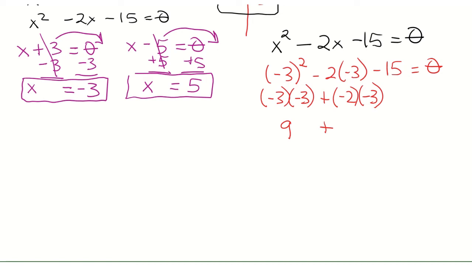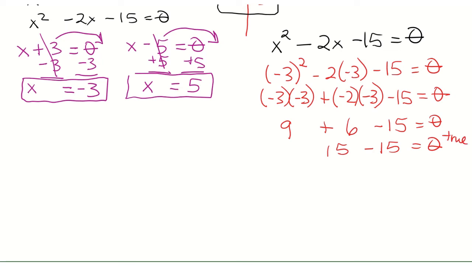2 times 3 is 6. And then I have my minus 15. And if I take 9 plus 6, that's a positive 15, minus 15, which is going to equal 0. So that means that my first value, x equals minus 3, is a true statement.